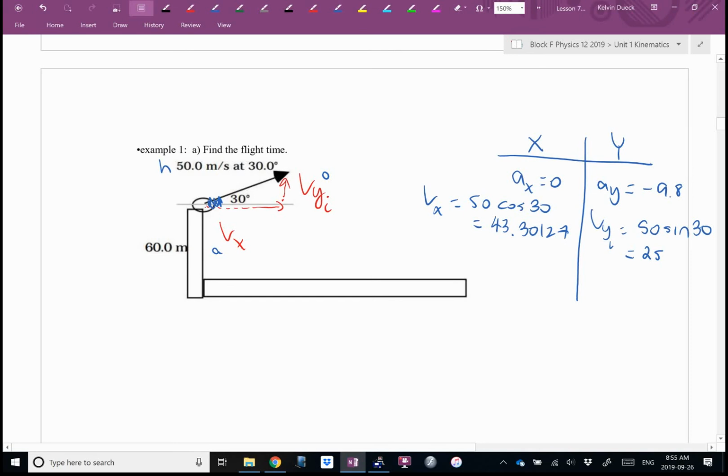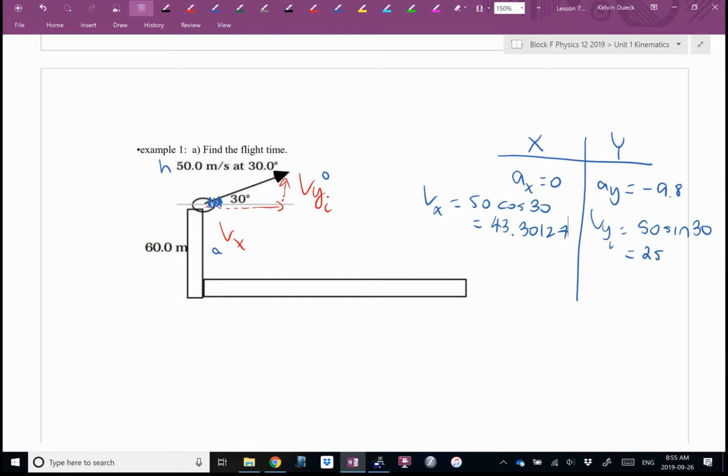Chad, how many pieces of information do I know in the horizontal column? How many do I know in the vertical column? Not enough. So now I'm either going to reason my way. First, I always check the diagram. Is there any other information that the diagram gave me that I haven't used yet? Yes. What? That's 60. Is it vertical or horizontal?